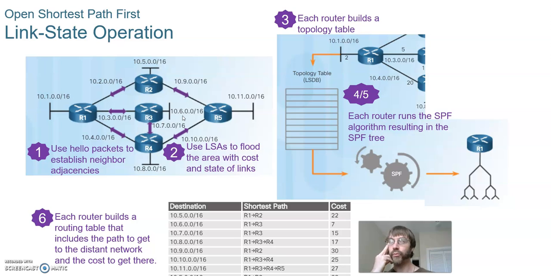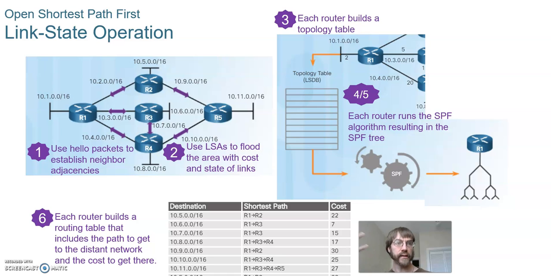Now, one of the things, and we'll talk about this again when we get to DR and BDR elections, in a multi-access network where every router has to establish a neighbor relationship with every other router on the subnet, that can get hairy and cumbersome in a hurry. So, link state operations. Step 1. We use hello packets to establish those neighbor adjacencies.